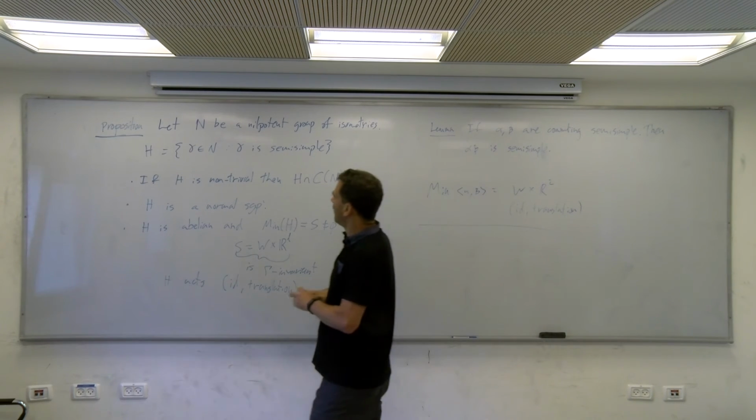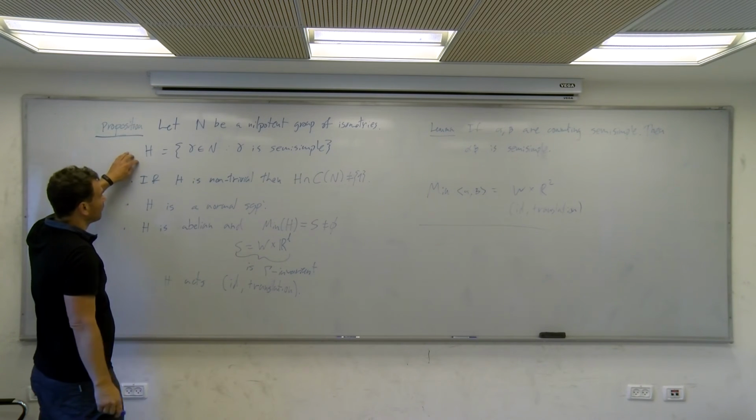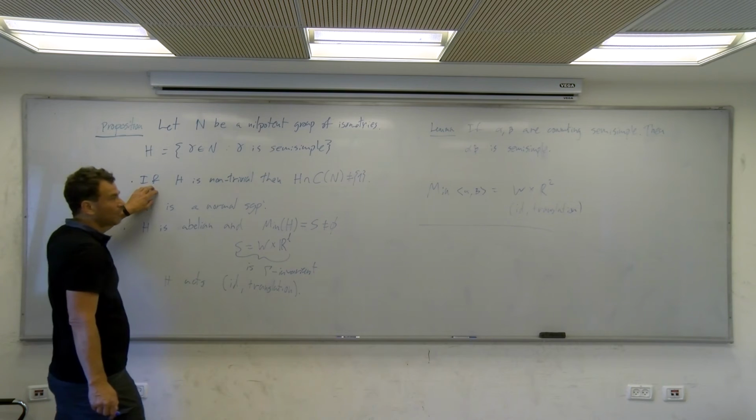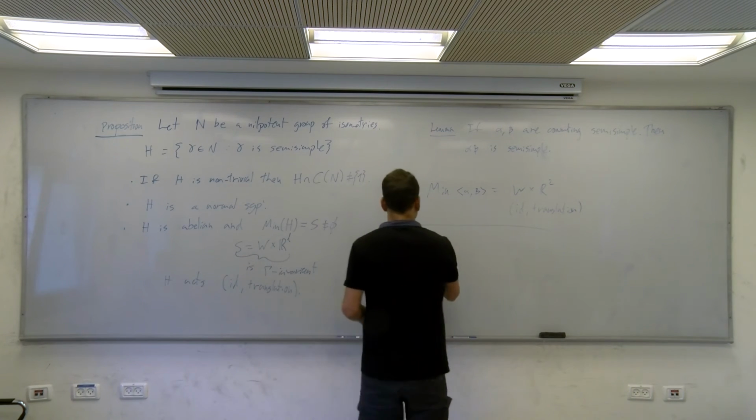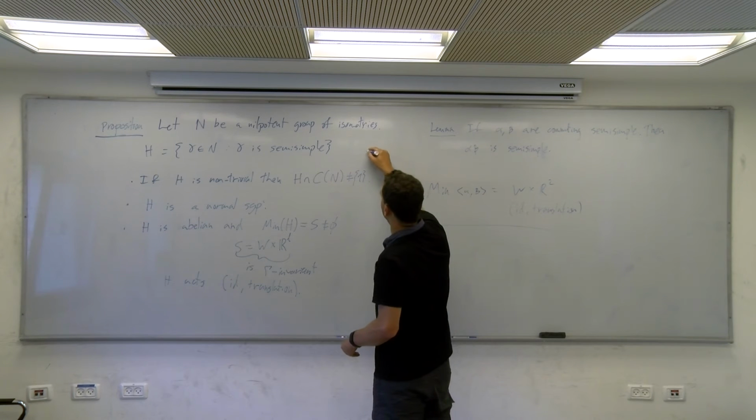So first, in the beginning I don't know that it's a group. Of course it's normal if it's a group, but I don't know if it's a group. But I claim that if it's not trivial, then there is something in the center. So why is that? Proof of the proposition.